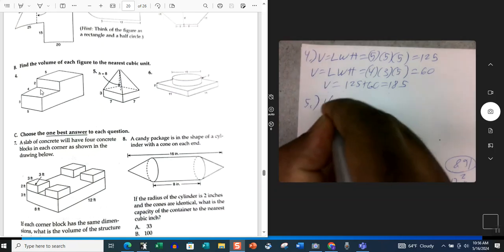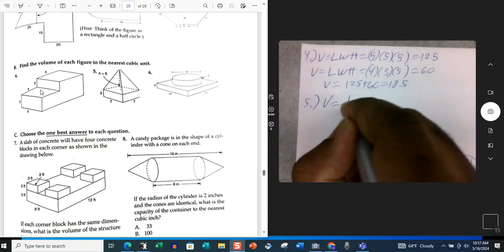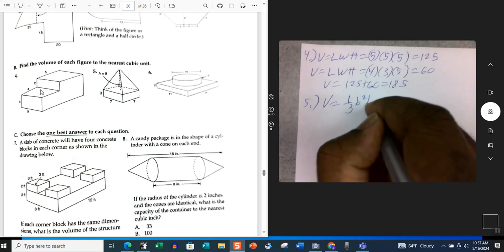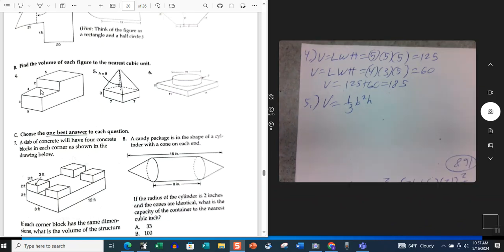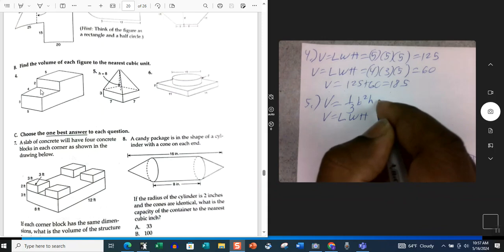So the volume of a pyramid would be 1/3 your base times the height, which is basically 1/3 your base squared times the height, because your base is basically the same thing twice. So it's your base squared times the height. All right, now the next thing, the volume of a rectangular prism, we know is length times width times height.